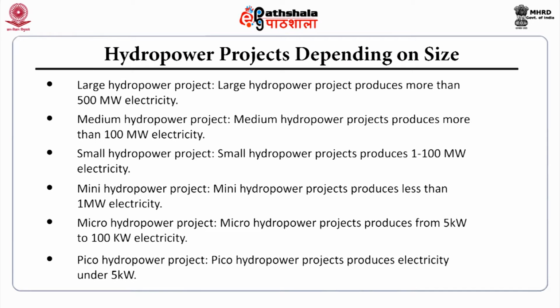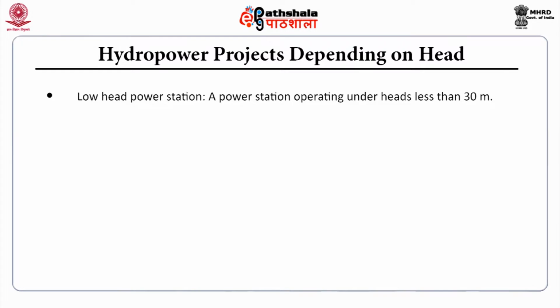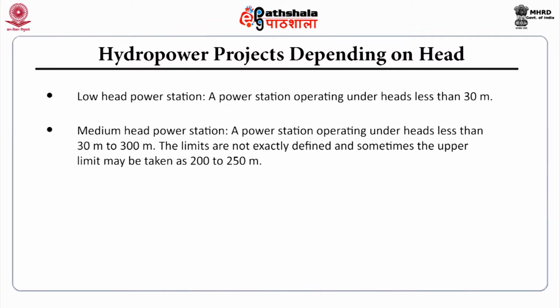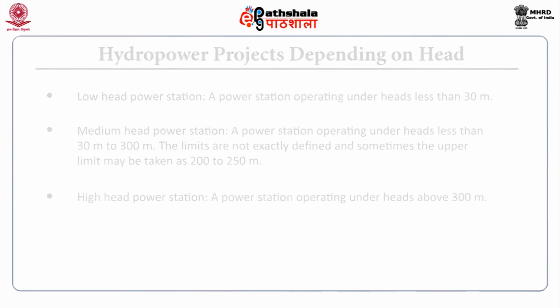Now, hydropower projects depending upon the head. If a hydropower project is operating under a head less than 30 meter, it comes under a low head power station. A medium head power station operates under a head of 30 meter to 300 meter, and a high head power station operates under heads above 300 meter.